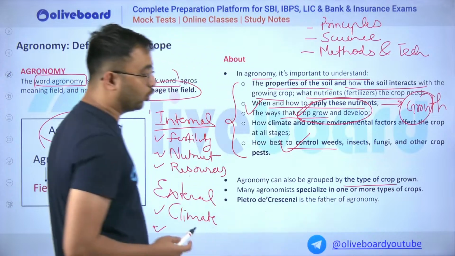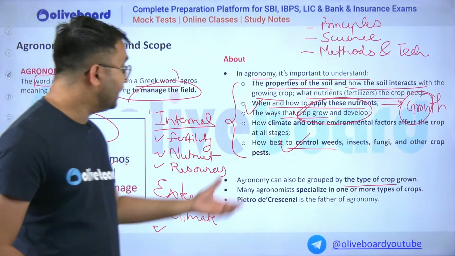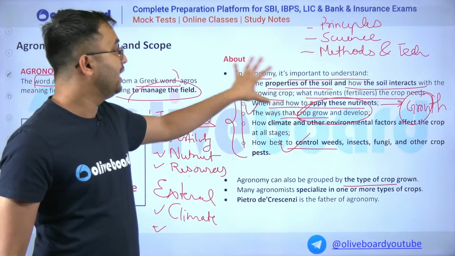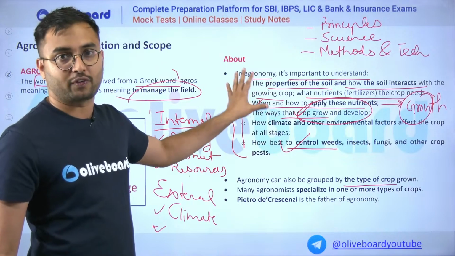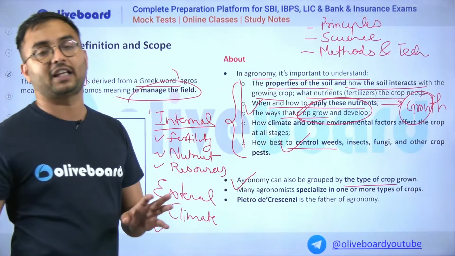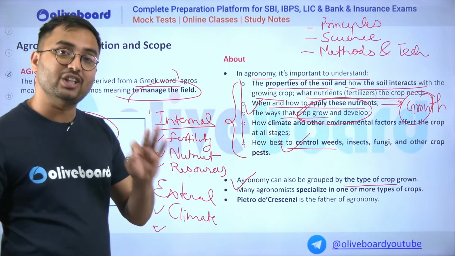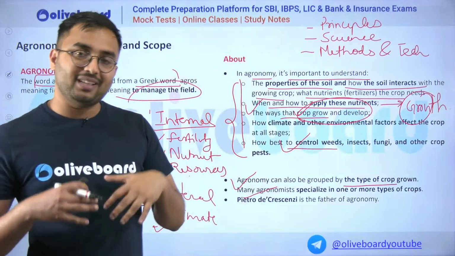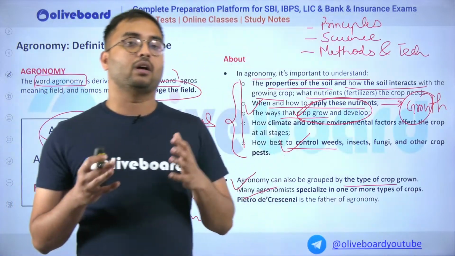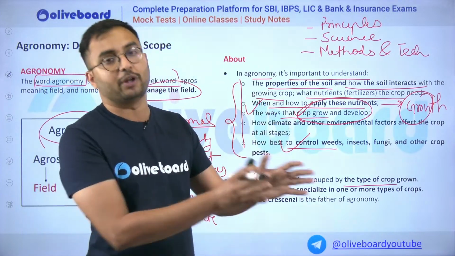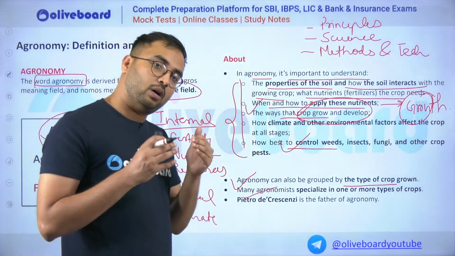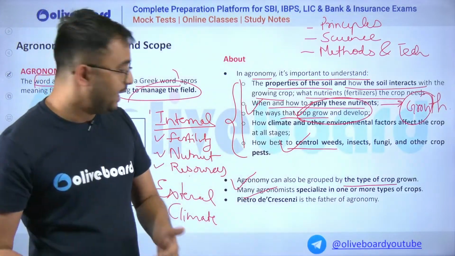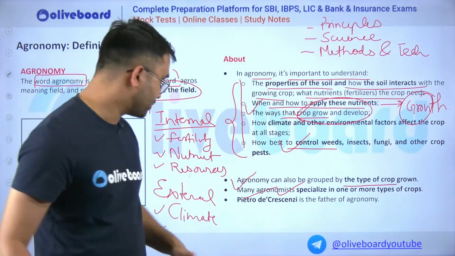Agronomy can also be grouped by the type of crop grown. As all the factors of production and the response of the crop are learned in this particular sub-branch of agronomy, automatically you can group different types of crops which can be grown for a particular region and season. Many agronomists specialize in one or more types of crops. Agronomical studies are done in such a way that certain agronomists work on particular crops, and certain experts study and research certain crops.